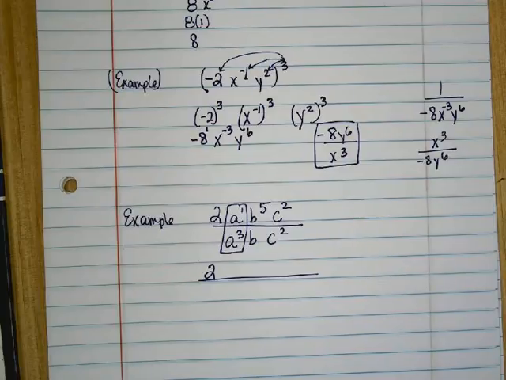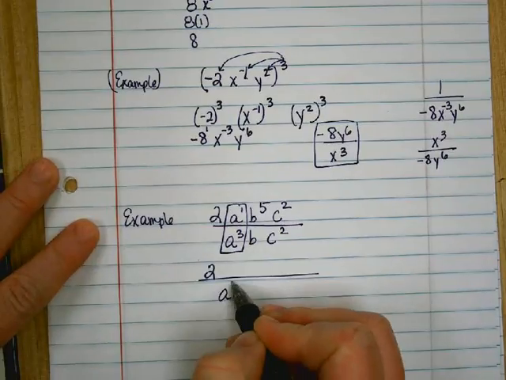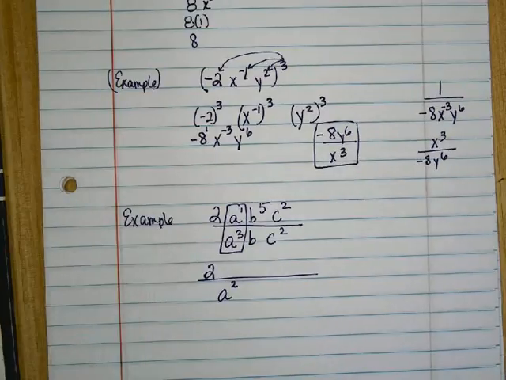I would subtract so that my answer turns out positive. Therefore, whatever's left is going to go wherever you had the most. So this one's going to be a squared in the bottom. Okay, 3 minus 1 is 2. Put your answer back where the biggest exponent started out.